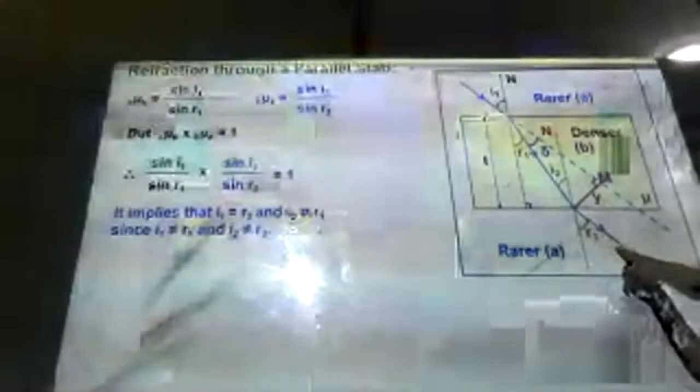Not only that, you can see how it has shifted. Same as Snell's law, when light passes from one medium to another medium, it gives the product equal to 1. If I1 is equal to R2, meaning the angle of incidence equals the emergent angle, then there is no deviation in the glass slab. Okay?